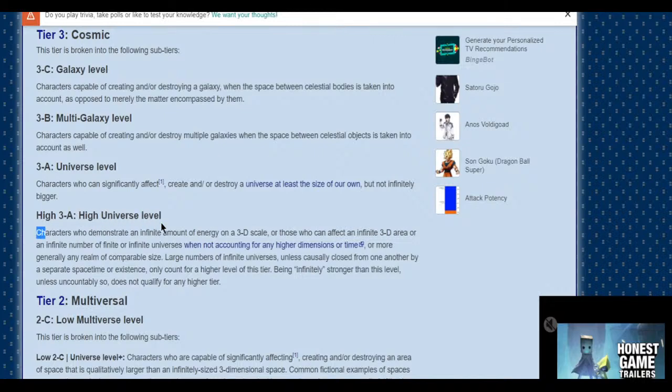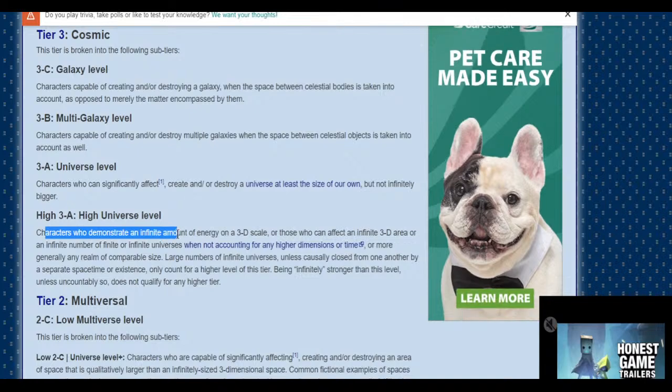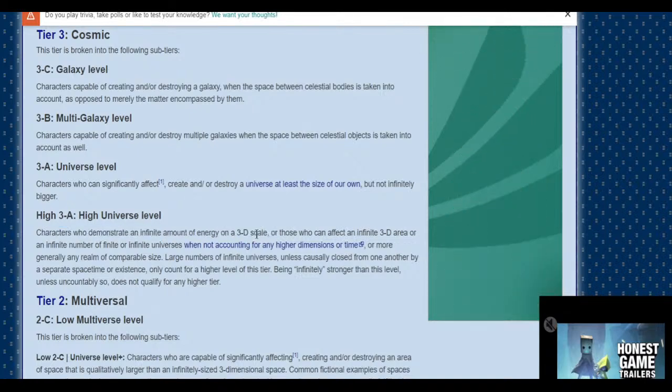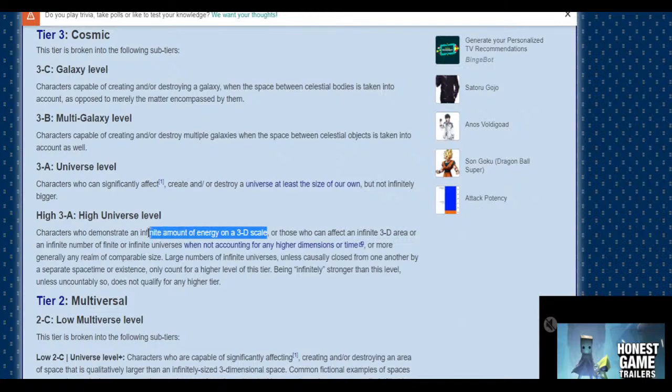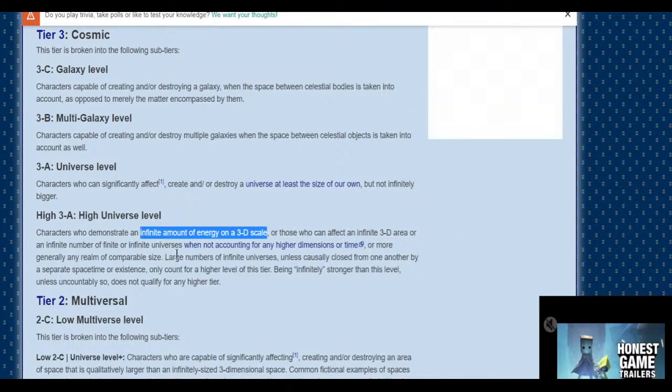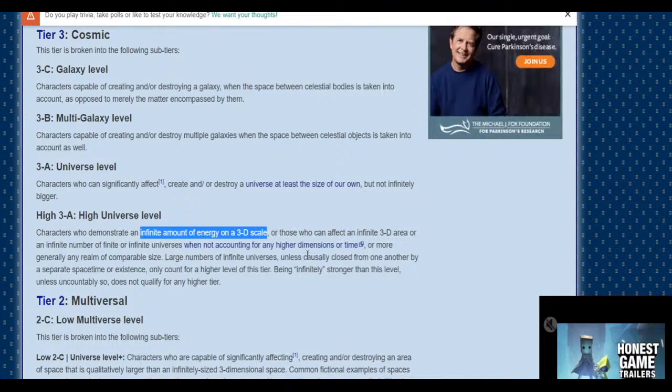Now let's talk about high universal. Characters who could demonstrate an infinite amount of energy on a 3D scale. Okay? Keyword, 3D scale. This means those who can affect an infinite 3D area or an infinite number of finite or infinite universes when not accounting for any higher dimensions or time. Which basically means as long as they're within a 3D aspect, it still counts.